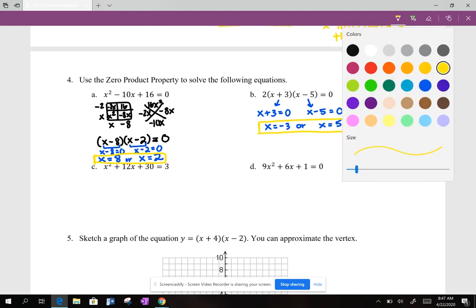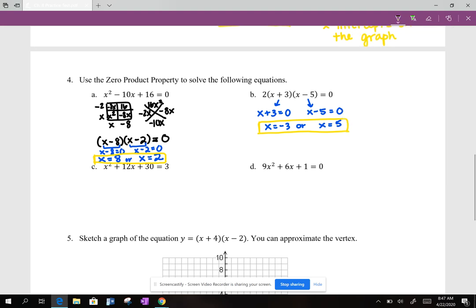All right, part C. You might be wondering, Ms. Ramirez, there is a 3 on the other side of the equation. It's not equal to 0. We can fix that by subtracting 3 from both sides. Okay, we get x squared plus 12x plus 27 equal to 0.